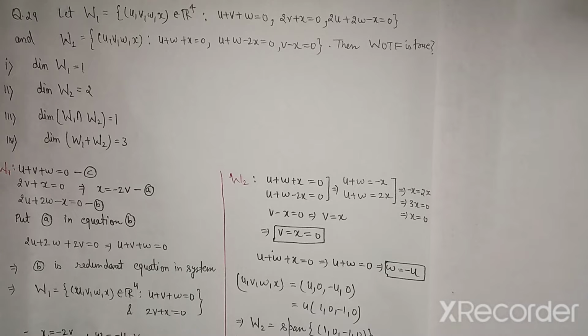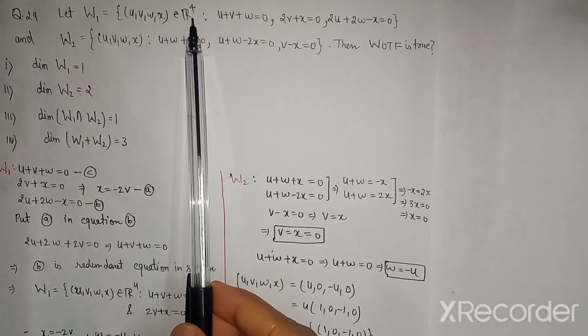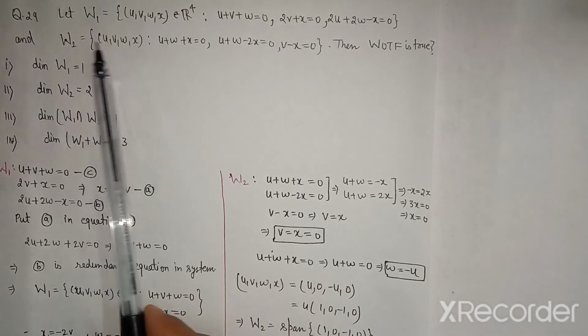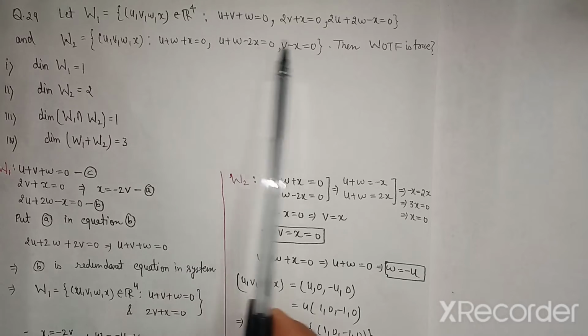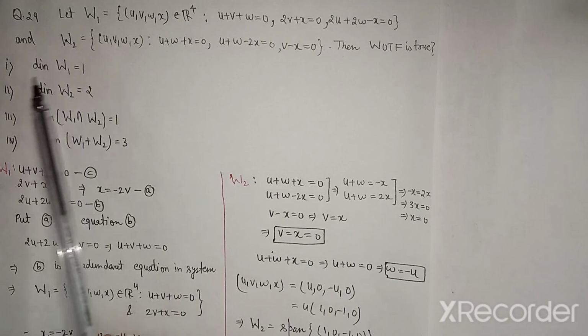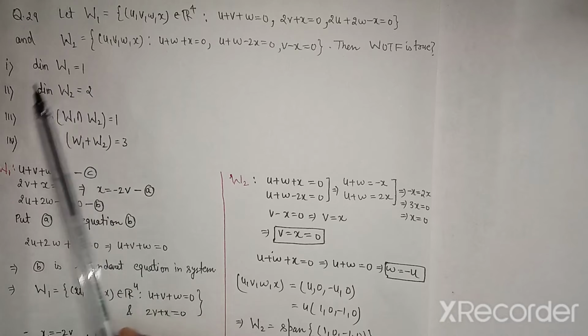Today I will solve one question from CSIR NET December 2018 Part B of linear algebra. The question is: let W1 be a subspace of R4 which satisfies these three conditions, and W2 be a subspace of R4 which satisfies these conditions. Then which of the following is true? These are the options.